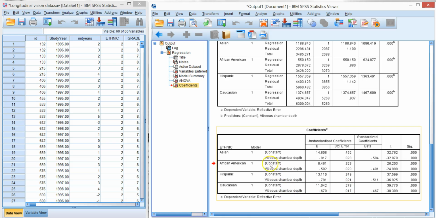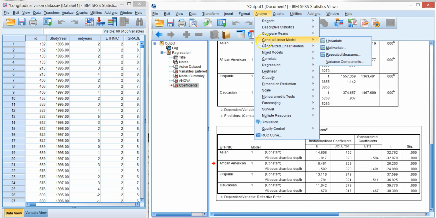Needless to say, vitreous chamber depth is important in predicting refractive error. So for example, for a unit increase in vitreous chamber depth, for each millimeter increase in vitreous chamber depth, we lose a diopter in refractive error.